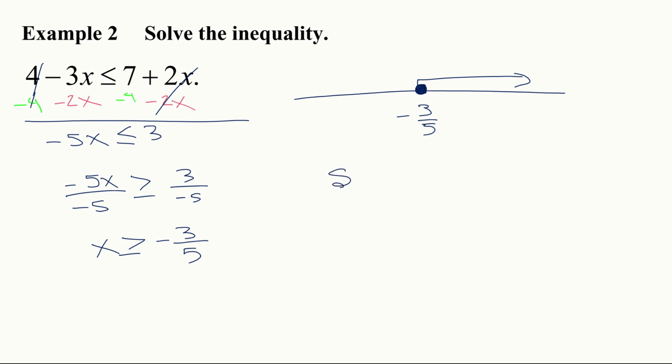So for our solution set, this time we're going to start with a bracket instead of a parentheses because we want negative 3/5 to be included. And then comma, notice there is no stopping point, so this one is going all the way to what? Infinity. And then we go ahead and close with a parentheses. Remember, always parentheses to the right of infinity and to the left of negative infinity. Okay? That's how you do that.